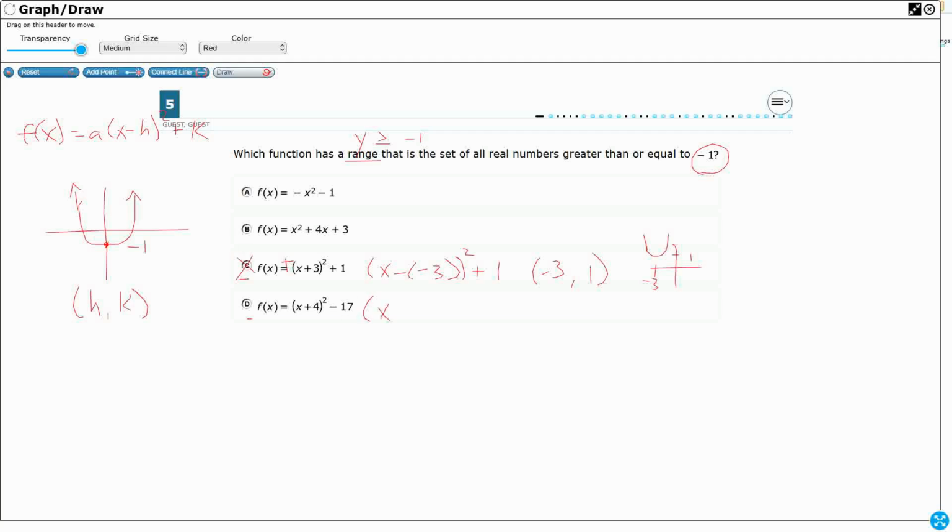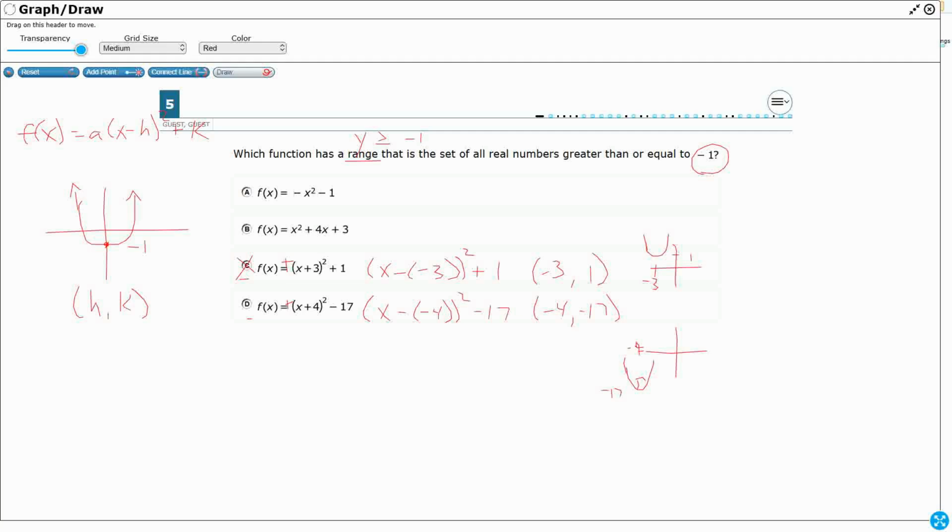So this one is going to be the same thing. This is going to be x minus -4 in order to get that +4 inside there, squared minus 17. So my h is going to be -4, and then my k is going to be -17. So that's going to be really off. So -4, -17. It is a positive on the outside, which means it's moving up, but it's going to be something kind of like this. So that's not going to work. It is opening up, but it's not going to work.